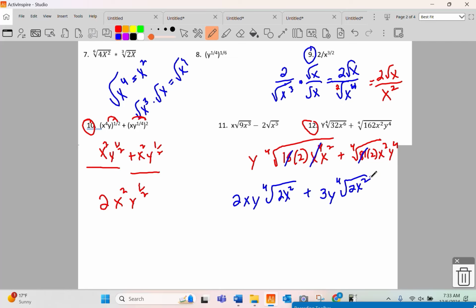There's really not a whole lot you can do with this because these pieces don't match. If you want to get creative and feel special, you can say that this is 2xy plus 3y times the 4th root of 2x squared. You can think about the common factor, but that's about as far as you can take that one.